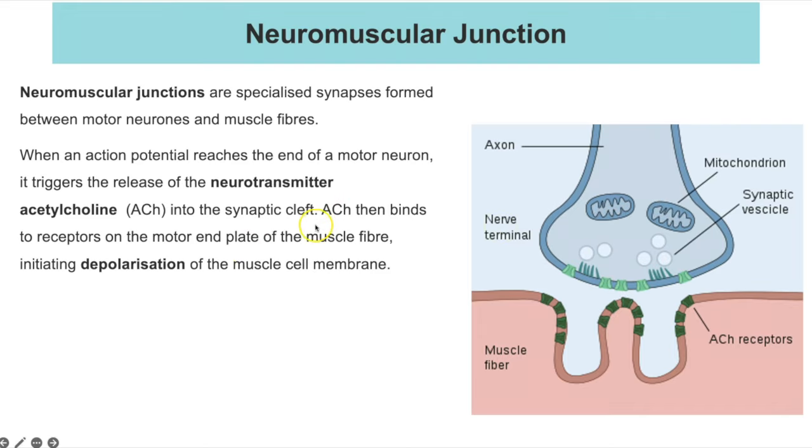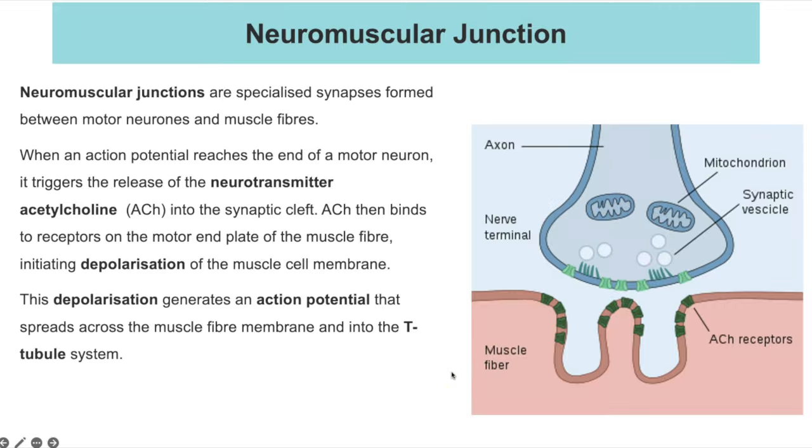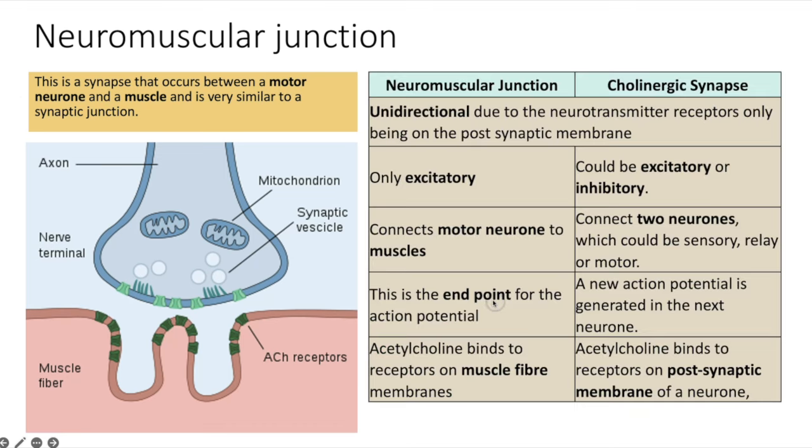That acetylcholine then binds to receptors, but this time the receptors are on the muscle fibre, not on a postsynaptic neuron's membrane. And that then causes sodium ion channels to open, sodium ions diffuse in, and it causes depolarization of the muscle cell membrane. This depolarization generates an action potential that spreads across the muscle fibre membrane and into tubes known as T-tubules, and it gets into the T-tubule system.